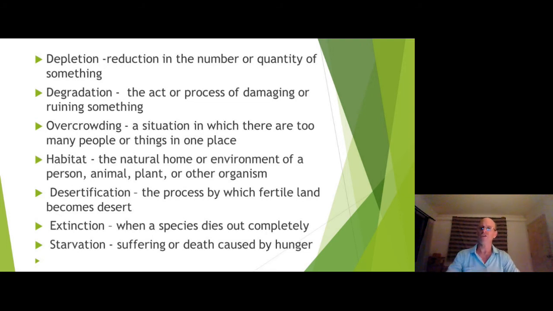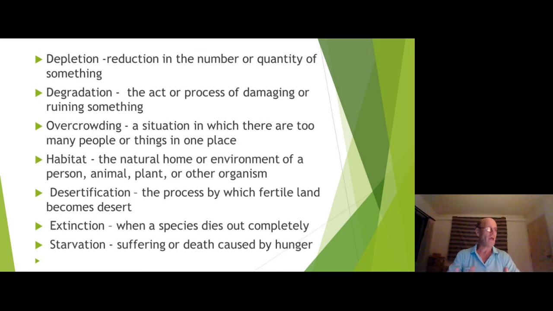Overcrowding is a situation in which there are too many people or things in one place. Overpopulation produces overcrowding. Habitat is home. It's the natural home or environment of a person, an animal, a plant, or other organism. Desertification means the process by which fertile land becomes desert.